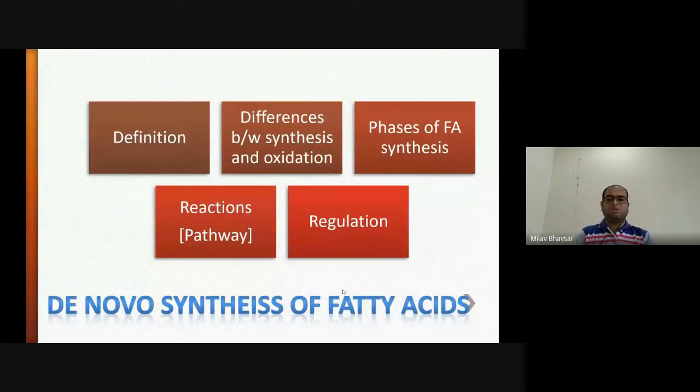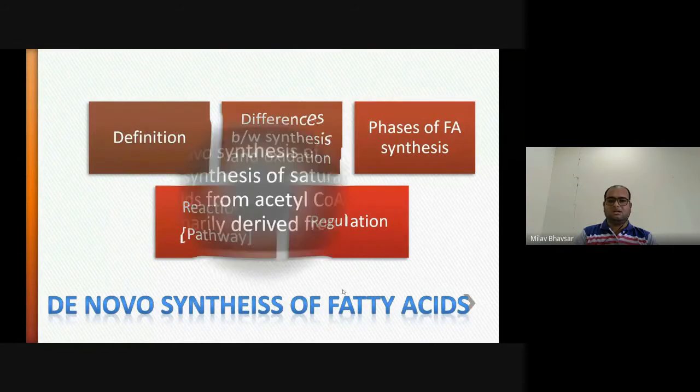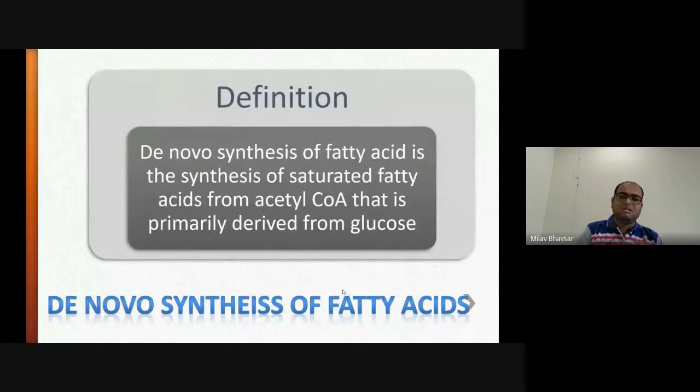So we'll talk about the de novo synthesis, the definition, differences, phases. Okay. Saturated fatty acid from acetyl coenzyme A. Now, acetyl coenzyme A is a totally different component. It is not considered as a lipid component. Okay, and that is coming from the glucose. So carbohydrate, whatever you are eating in a large amount, can contribute to too much fat in your body.